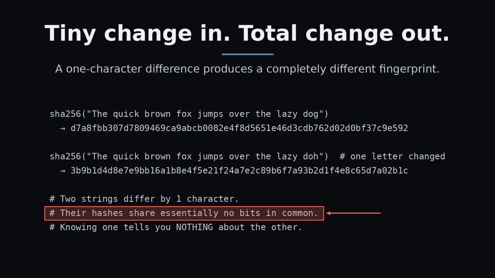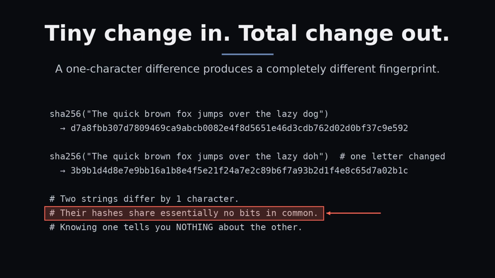If I hash the sentence, "The quick brown fox jumps over the lazy dog," I get one fingerprint. If I change a single letter, the last word from dog to doe, I get a completely different fingerprint. Not slightly different, completely different. The two outputs share, on average, no more bits than two random strings would.